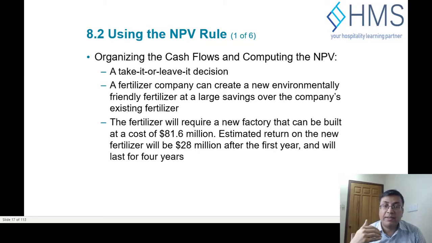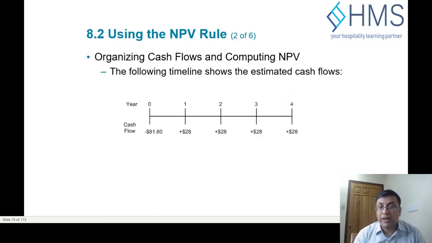Let's say there is a fertilizer company that is going to create an environmentally friendly fertilizer, and it will help them to have some savings in the future. Now the cost of setting up the factory is $81.6 million, and the estimated return on this fertilizer is that it will be able to save 28 million a year for 4 years. That means the project life is only 4 years. We are assuming after 4 years there will be no salvage value; there is no project value after this.